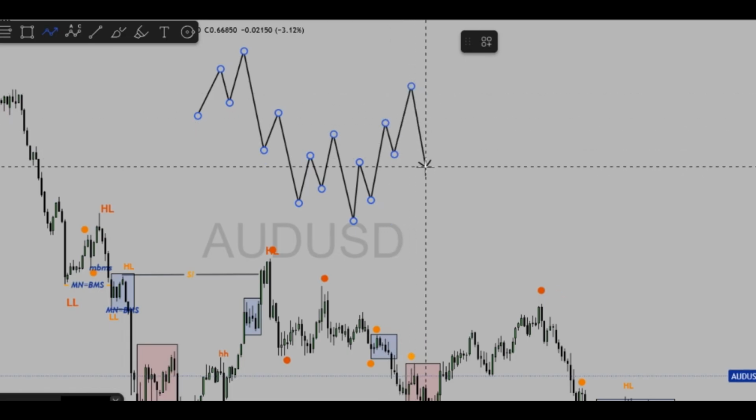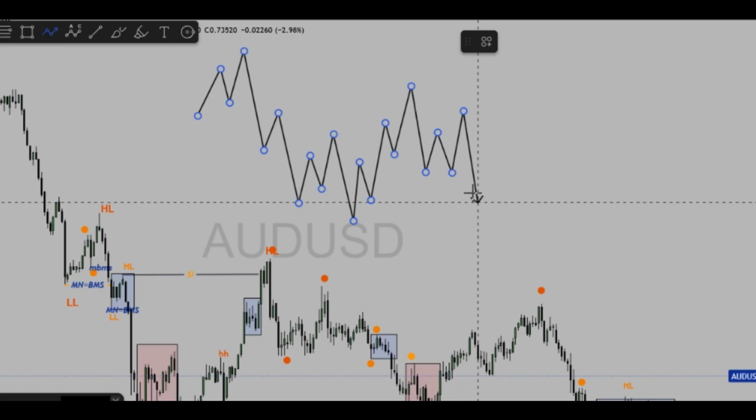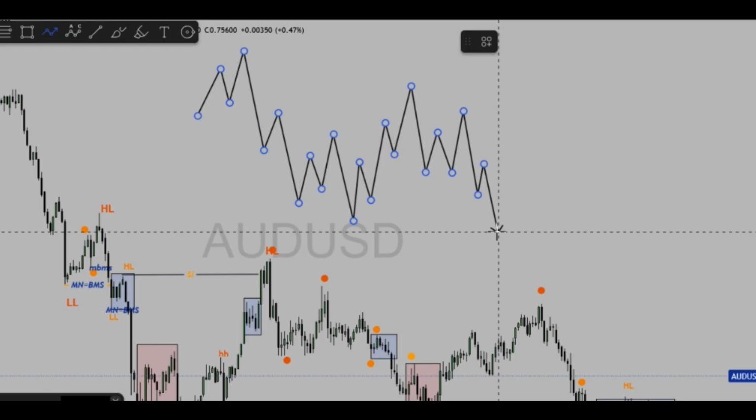Price touches the order block of the major structure and starts creating internal structure until it's going to break major structure, which is where most take profits are.